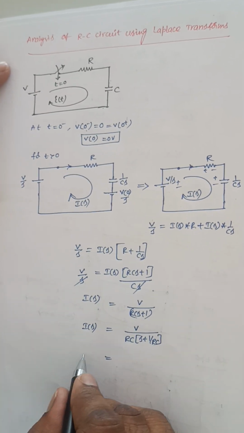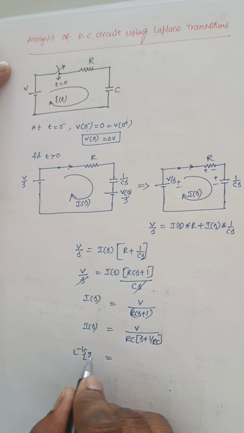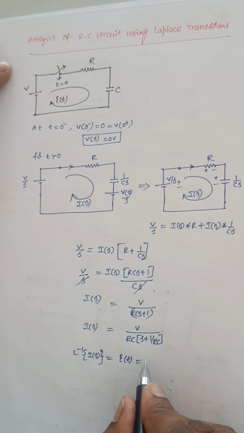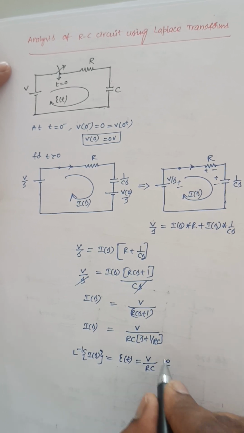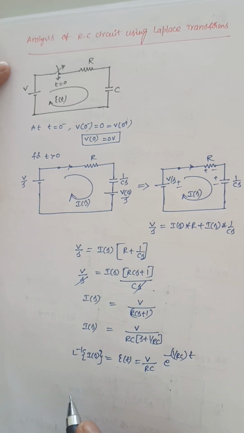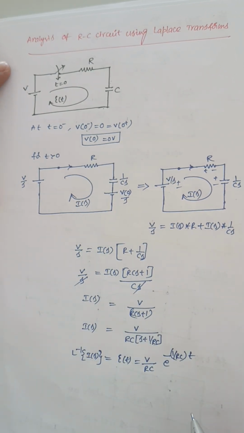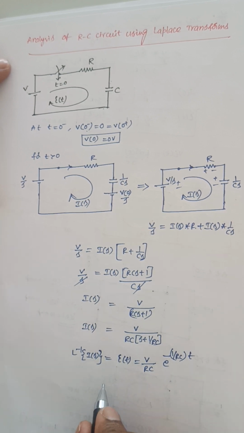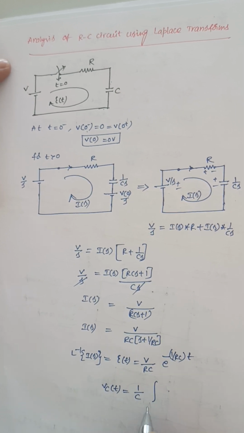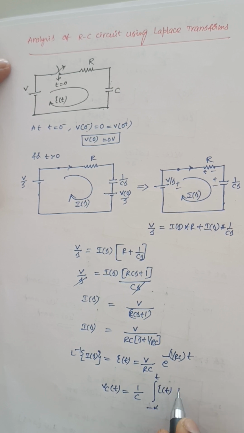Now if I apply the inverse Laplace transform for it, L inverse of I of S is equal to I of t. It will become V by RC e power minus 1 by RC into t. So this is the expression for I of t, the current flowing through the RC circuit. If you want to find the voltage across this capacitor, Vc of t is equal to 1 by C into integral minus infinity to t I of t dt.